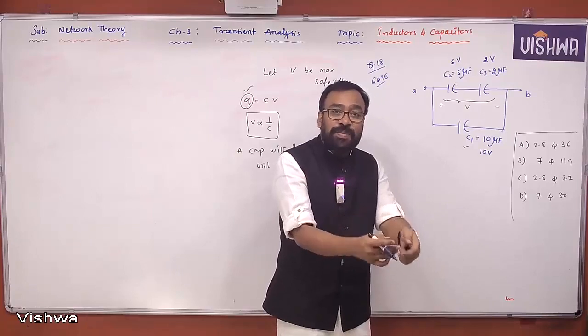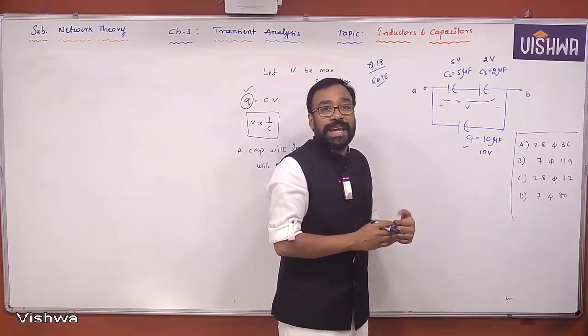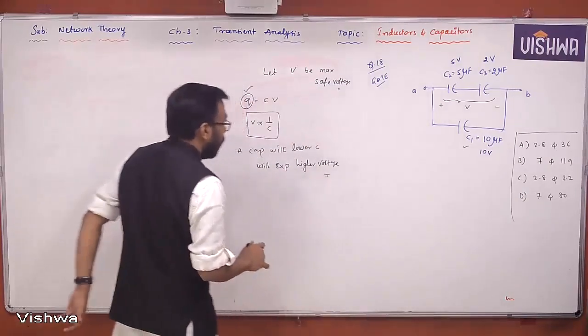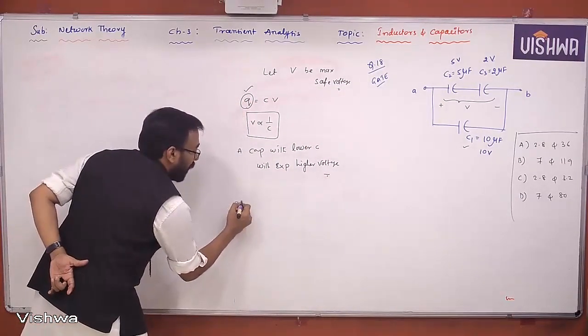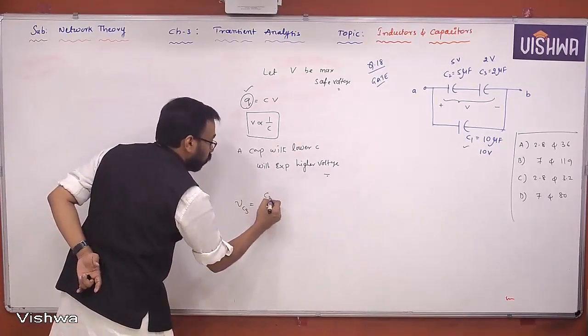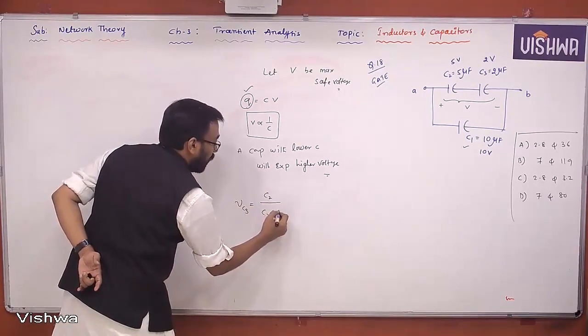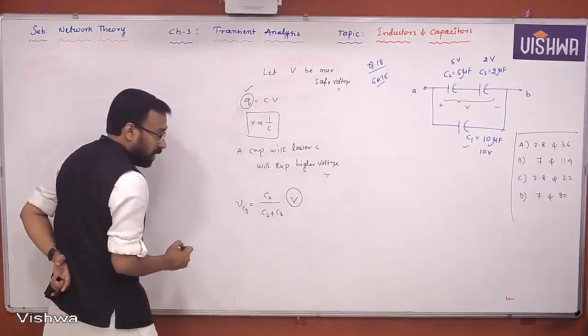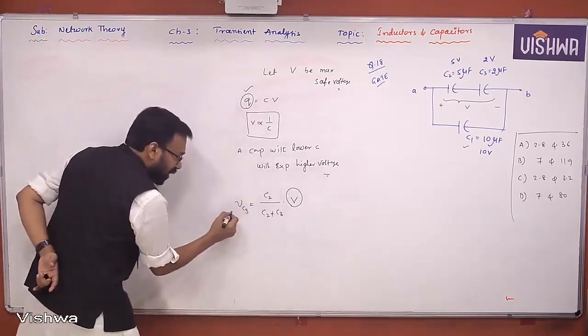For that, the corresponding maximum safe voltage can be calculated, or not? It's simply a reverse calculation. That means, look at this. Now I apply VC3, which is nothing but what? That is C2 by C2 plus C3 into the maximum safe voltage. This is the maximum safe voltage. This is an unknown value. This is a known value.